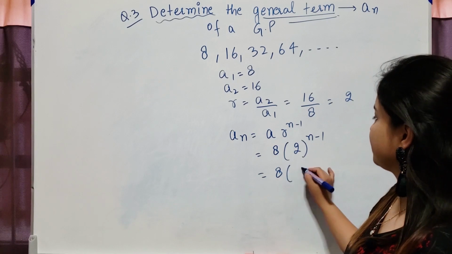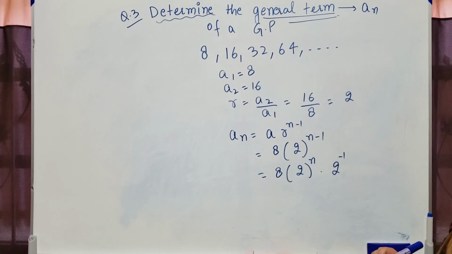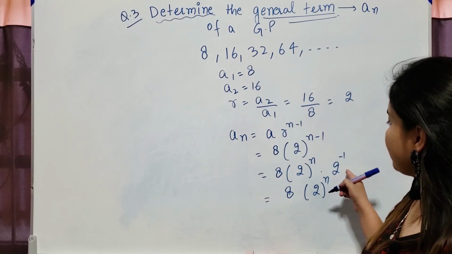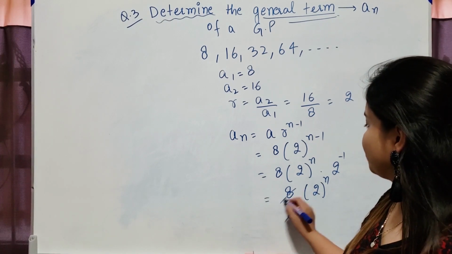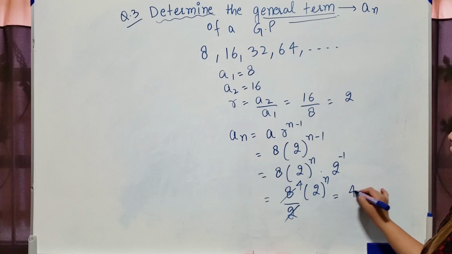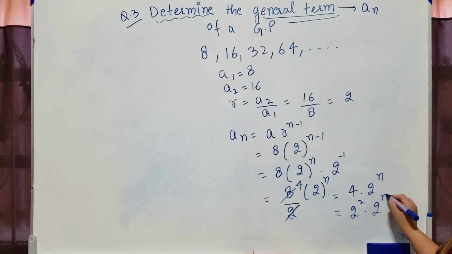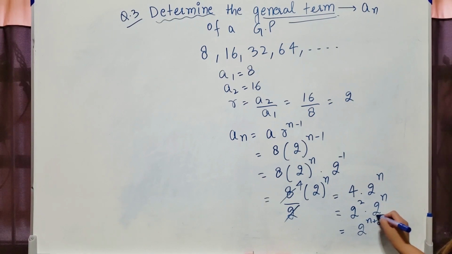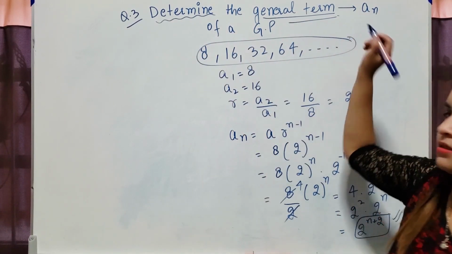This will be 8 times 2 raised to power n, 2 raised to power minus 1, right? Simplify this more. I can take this 2 down because 2 raised to power minus 1. So this will be 4 times 2 raised to power n, or 2 squared times 2 raised to power n, or 2 raised to power n plus 2. So 2 raised to power n plus 2 is my general term for this given sequence.